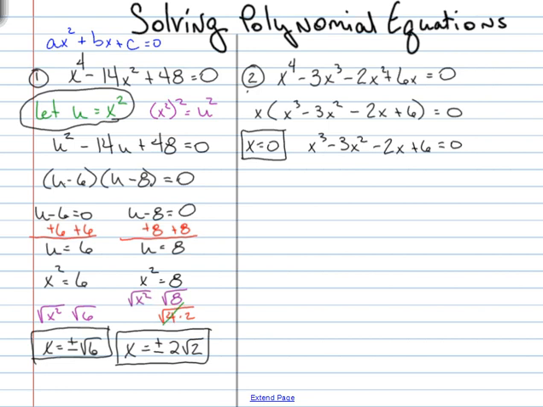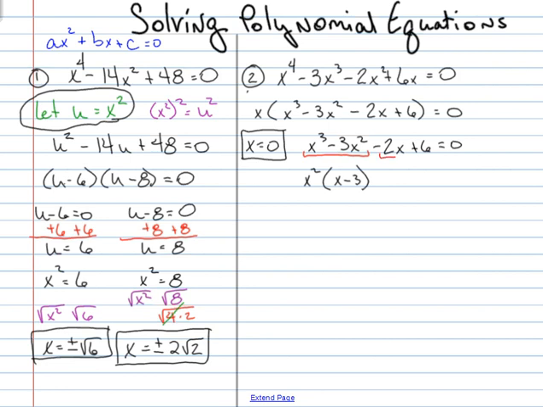I need to do this one by grouping, so I'm going to group my first two pieces together and see what these first two have as a GCF. A greatest common factor of, hey, their GCF is x squared. So I can take an x squared out. I'm left then with x minus 3.